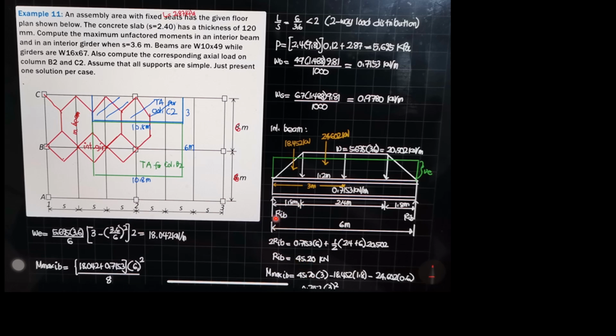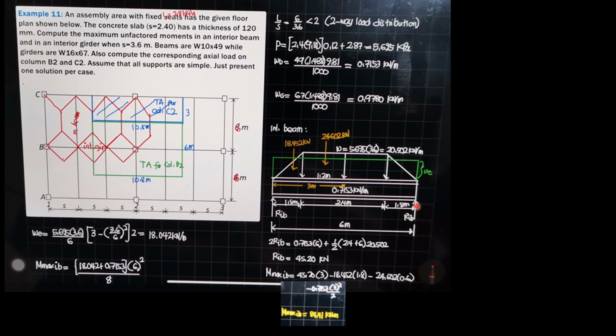45.2 times 3 meters minus 18.452 times moment arm 1/3 of 1.8 is 0.6 plus 1.2, so 1.8. Then minus 24.602 times half of 1.2, 0.6. Then minus the moment of the left half of the beam, 0.7153 times 3 times 3 over 2, or 0.7153 times 3 squared over 2. So the maximum moment in the interior beam is 84.41 kilonewton meters.